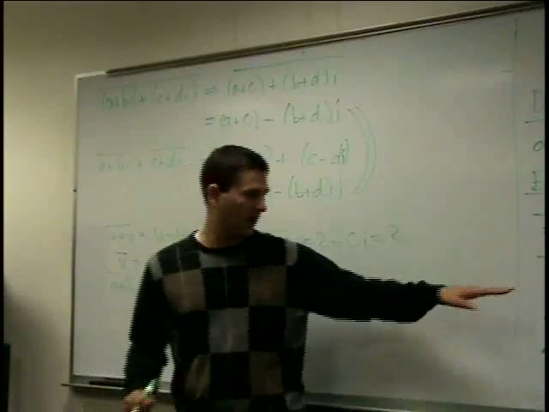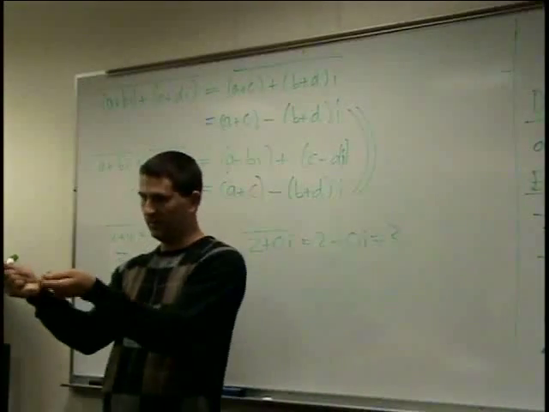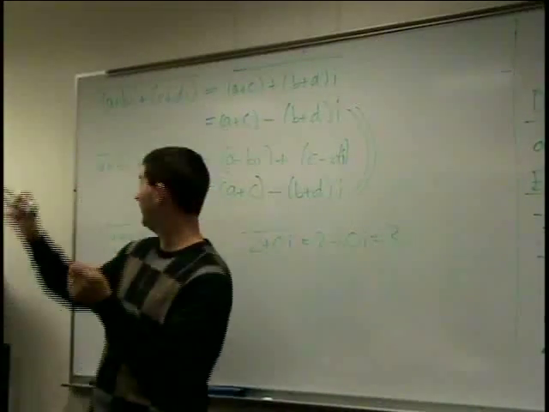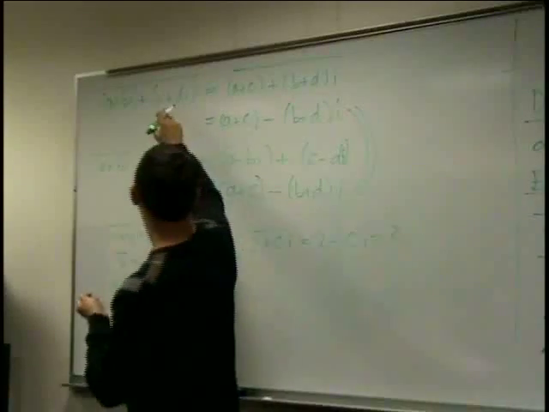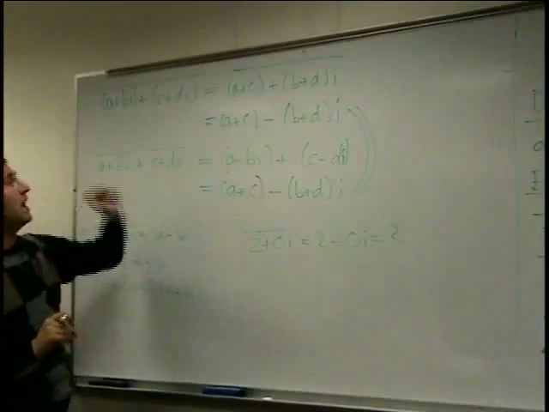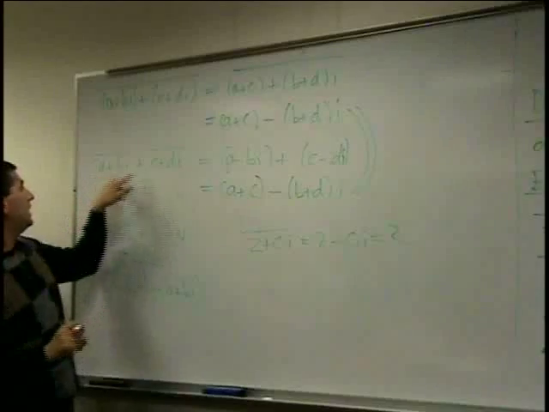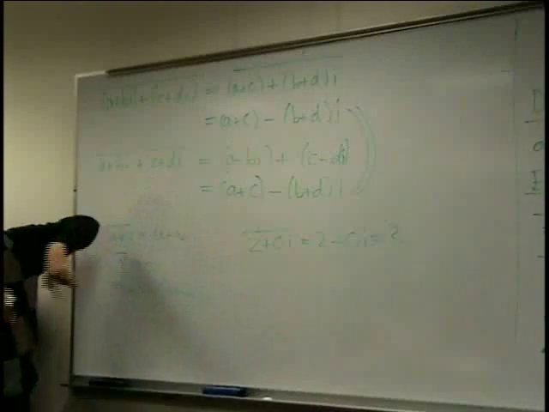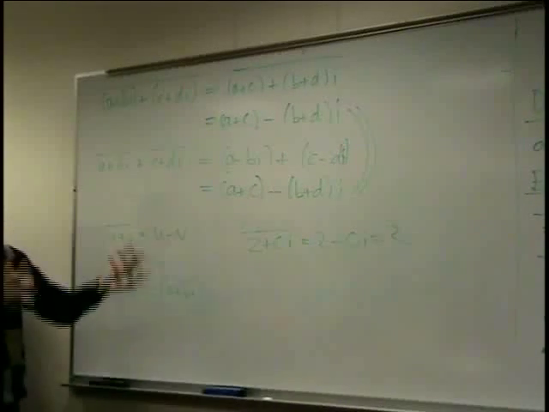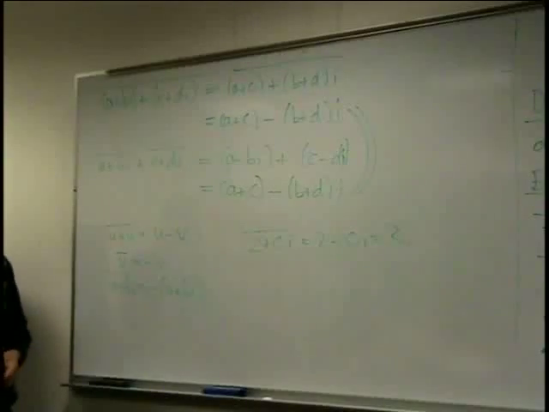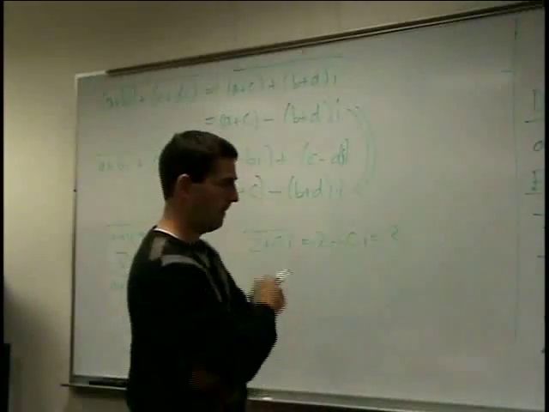But what it's really saying is, if you add 2 complex numbers, one's a plus bi, one's c plus di, and then you conjugate it, it's the same as conjugating them individually and then adding them together. And the same works with multiplication.